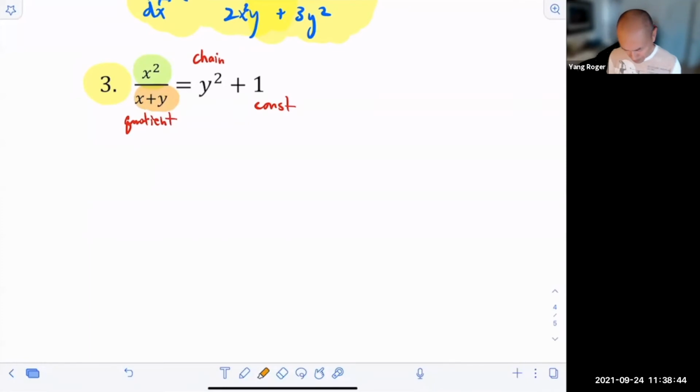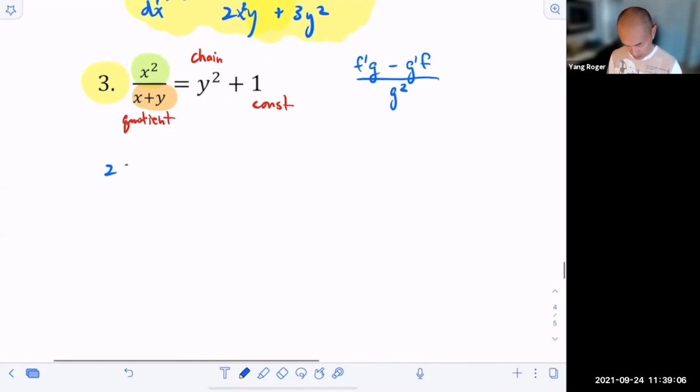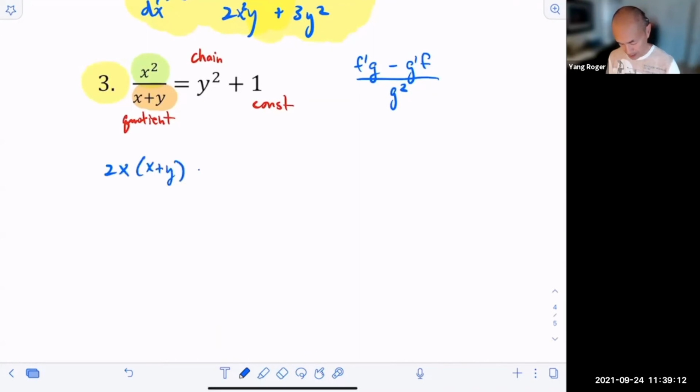So just a reminder, we'll have a quiz on Wednesday, and that quiz covers the quotient rule. So the quotient rule is the derivative of f times g minus the derivative of g times f all over g squared. You got to know that like well. So the derivative of x squared is just 2x. You got to keep the second thing, the g part, which is x plus y.